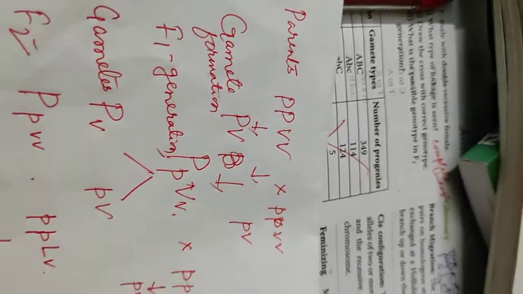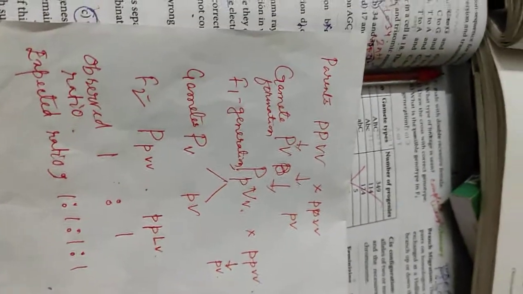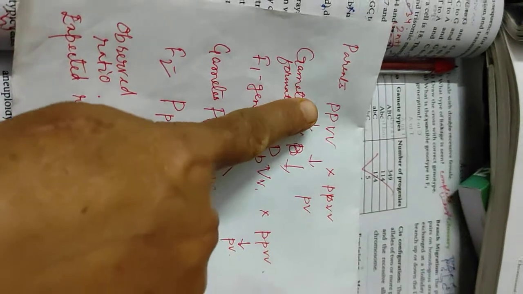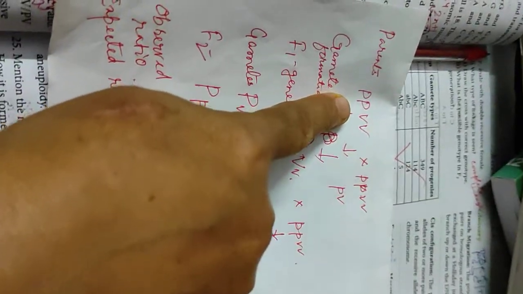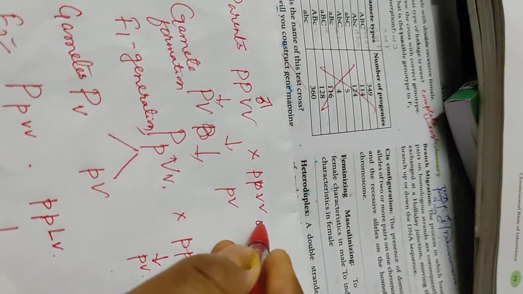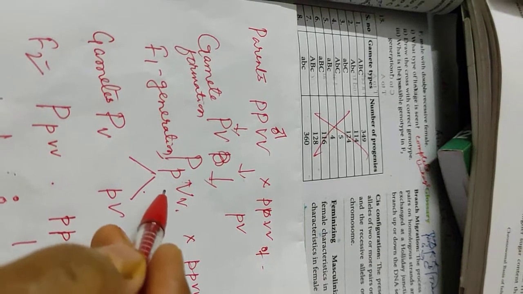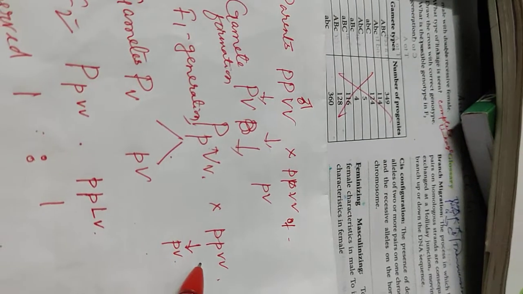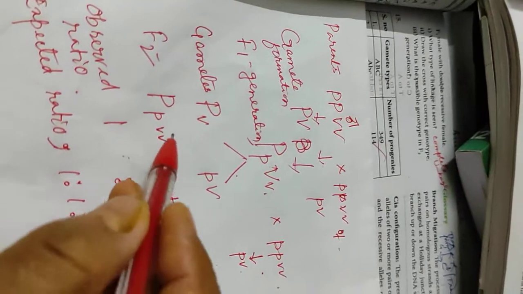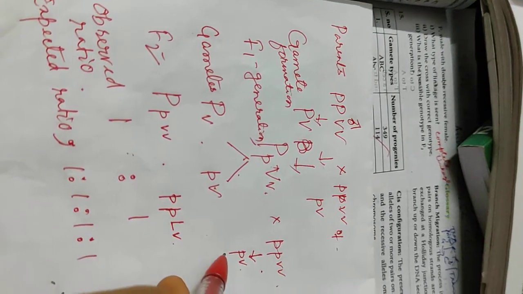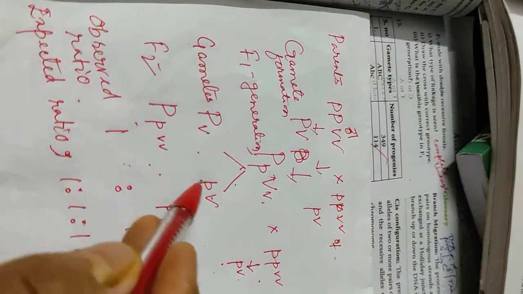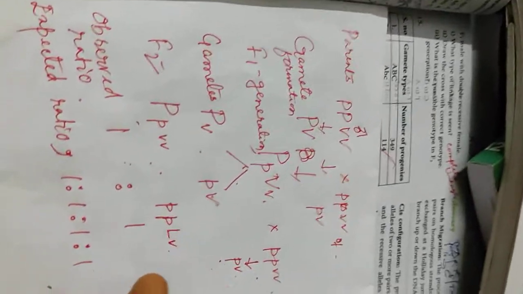So I have made this cross. This is the answer, and you should write in your notebook. Parents are P double, that is capital letter dominant male, and this is the female. So you have to draw like this. This is the male and this is the female recessive. Now gamete formation, then F1 generation. F1 generation, then it is double recessive female. Gamete formation, two types of gametes and one type of gamete. Now F2 generation will be produced like this.